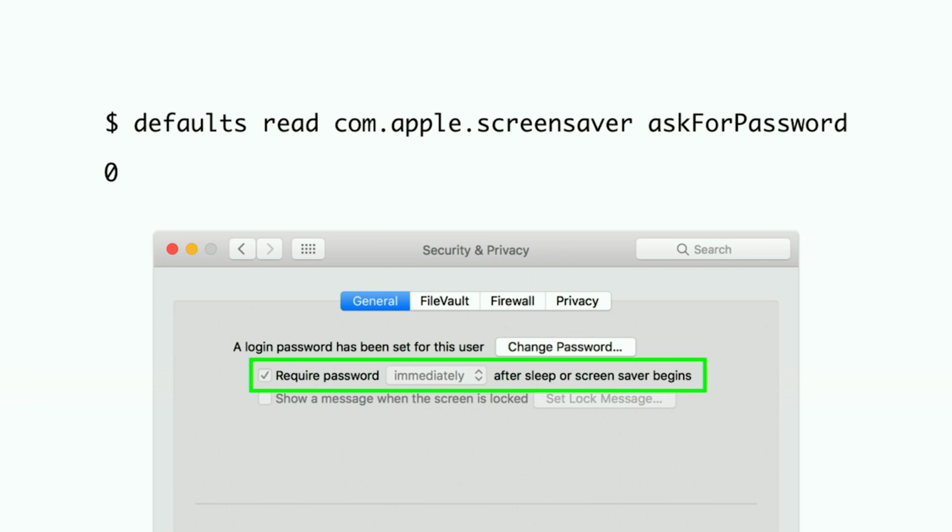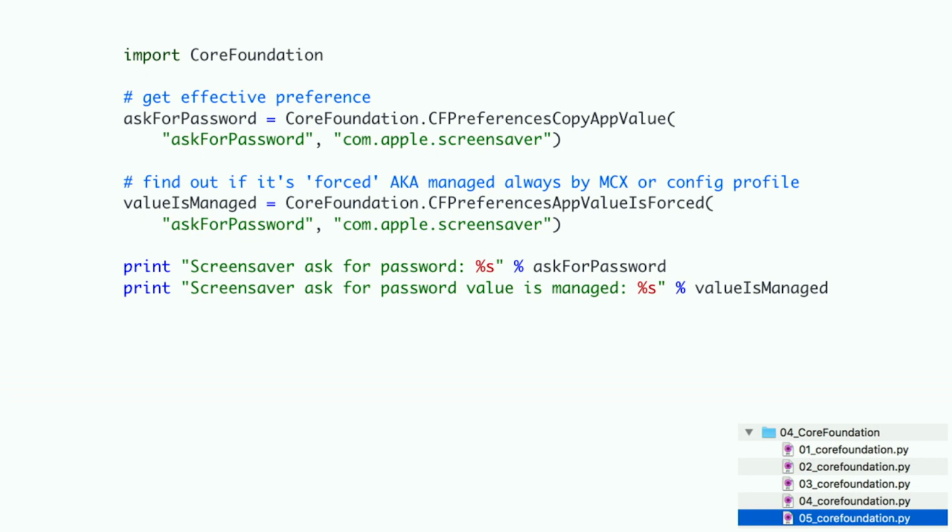Well, defaults doesn't care about profiles. Defaults doesn't know anything about them. It only reads the value of the preference as it sits in your home directory. On the other hand, if we use that CoreFoundation CFPreferencesCopyAppValue, it gives us the effective preference. It knows about the various levels of preferences, including managed preferences, which are at the top, and it will give us what that effective value is. There's also a function that lets us ask, hey, is that value managed? Is it forced? Is it managed always?